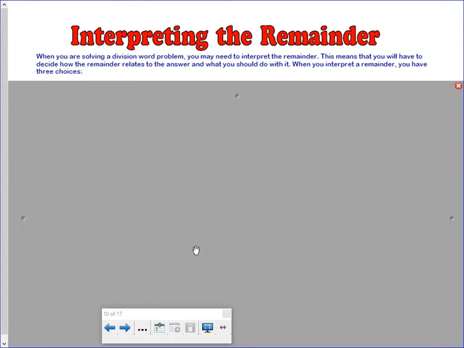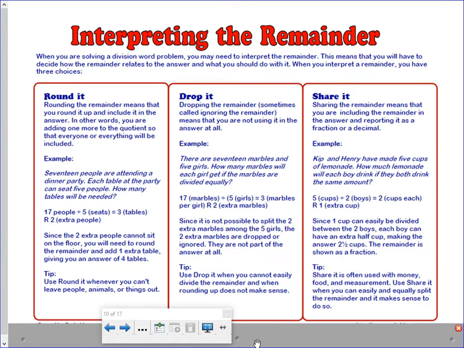Today's lesson is about interpreting the remainder, which means anytime we do a division word problem, we need to decide what the remainder means for our final answer. There are really three options when we get done with a division problem. We could round the remainder, we could drop the remainder, or we could share the remainder.